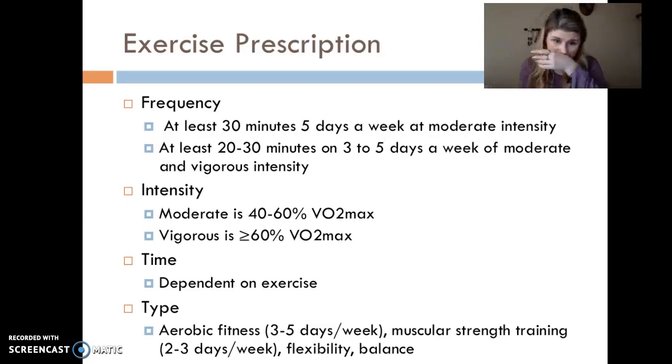Exercise prescription. So I'd say the frequency, I would say 30 minutes a day, preferably 3 to 5 days a week, depending on the intensity, moderate or vigorous. Moderate would be 40 to 60% VO2 max, and vigorous is greater than or equal to 60%. I would say the time depends on the intensity as well, and the type.